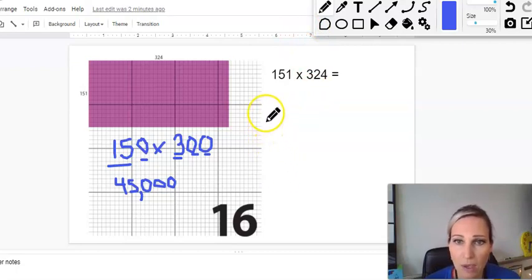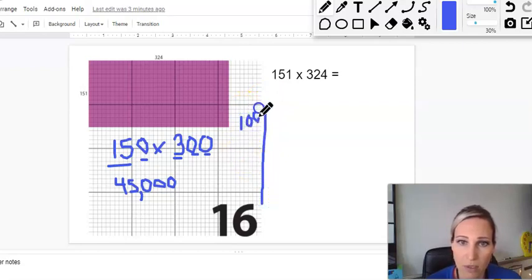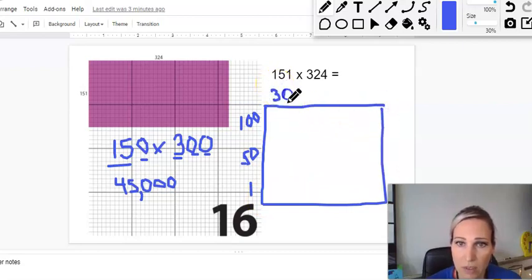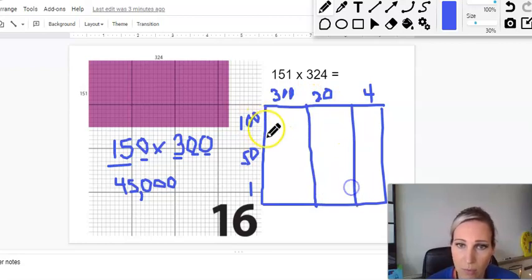Okay, I'm going to solve this using partial products or the area model. So I'm going to hopefully have enough room to draw this all out. So this is 151. And this is not drawn to scale. Okay, and then I'm going to have 324. And now I'm going to draw my line so I can multiply each one.